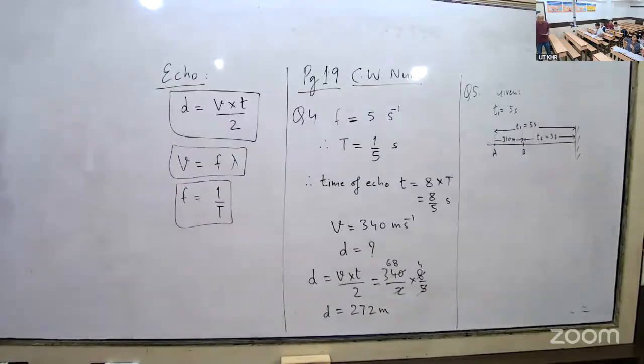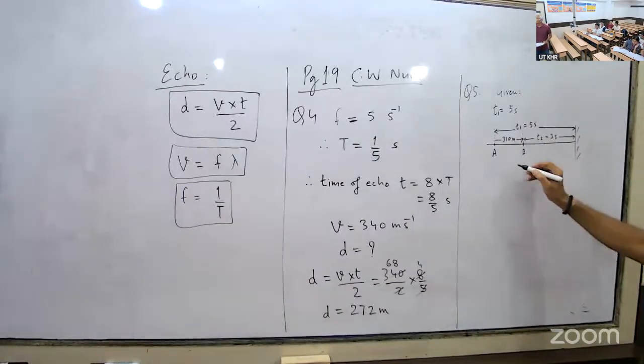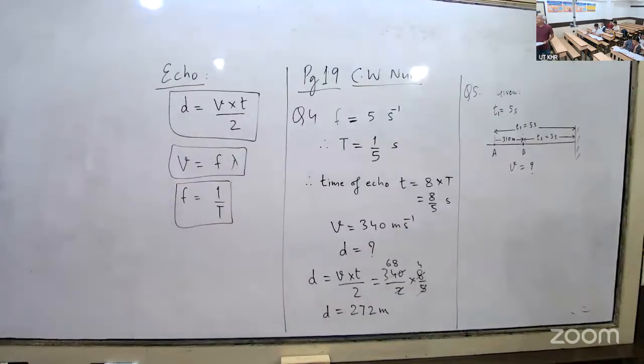Where did I go? Where was this? Okay, previous question. I went to 4. Calculate the speed of sound. Means you have to find v. How will you calculate now?